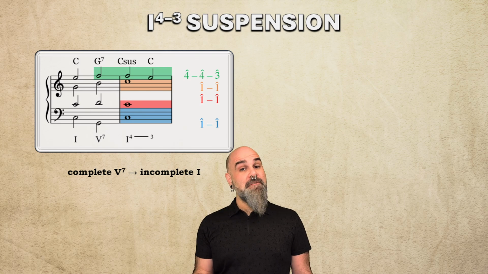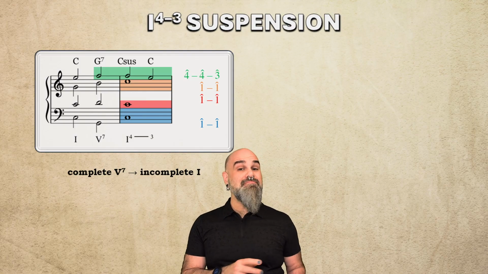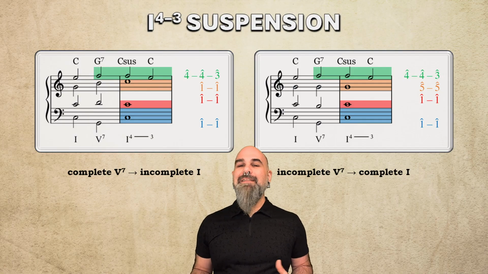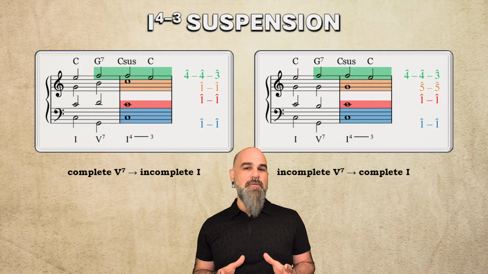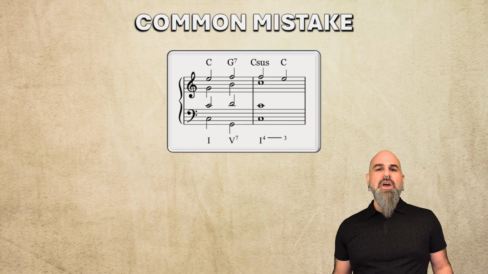If we want a 5th in the 1 chord, then we need to leave the 5th out of the 5-7 chord, like this. Both work, but personally, I like hearing the 5th clash against the 4th in the suspension, so I usually prefer the second method. Now, let's look at a common mistake.